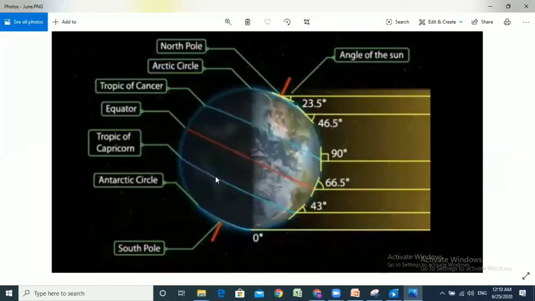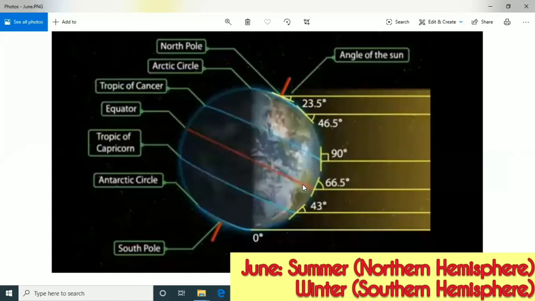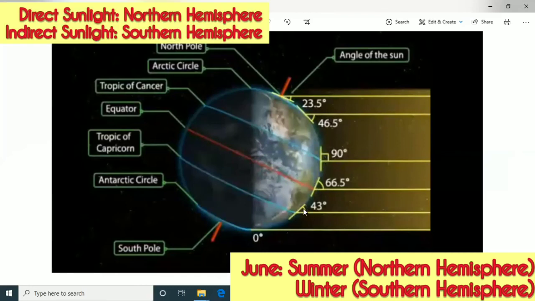Now this is June. What is happening in June? You can see this red line is my equator, it's written over here, and this is my Tropic of Cancer in my northern hemisphere. So my northern hemisphere is getting direct sunlight. Direct sunlight means 90 degrees. And look at my southern hemisphere where Tropic of Capricorn is only 43 degrees. So it's getting indirect sunlight.